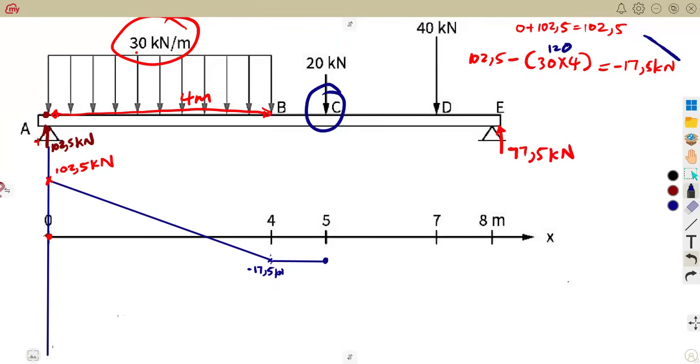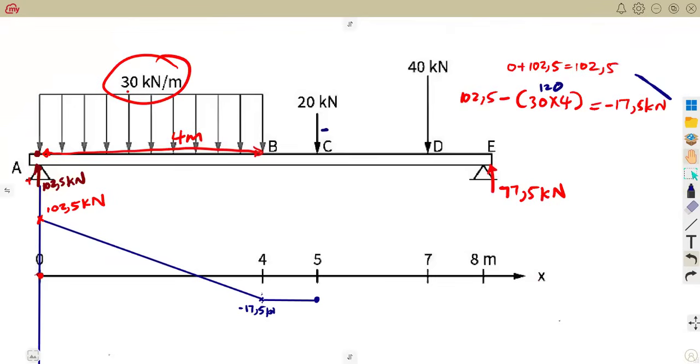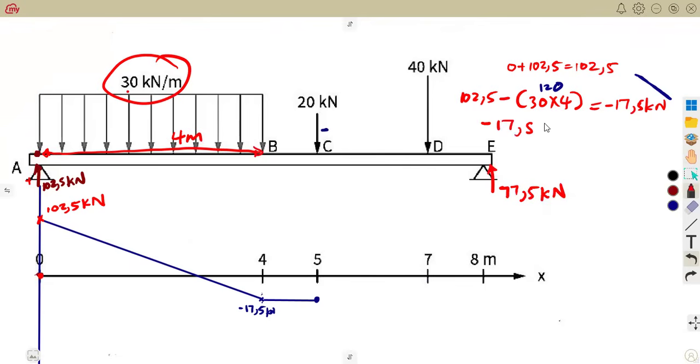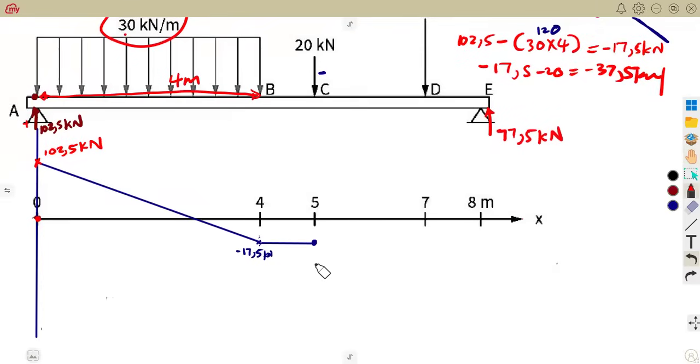So at C, what is happening? There is a point load. Remember, I said point loads take a negative. This is your N3. So minus 17.5 minus 20. Let's quickly have this. It was going to be minus 37.5 kilonewtons. Remember, it's a point load. It goes down straight to minus 37.5. So let's assume our negative 37.5 was here according to your scale. You join from that point straight going down to negative 37.5 kilonewton.